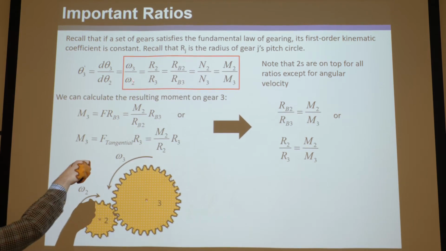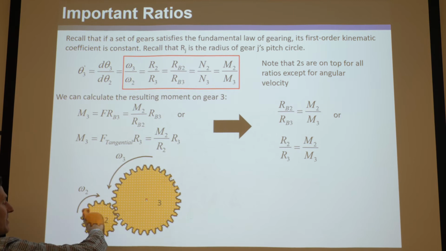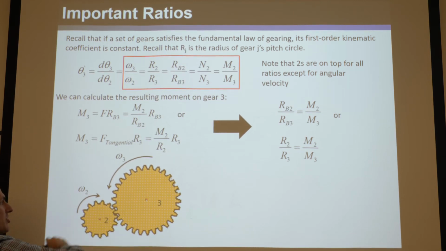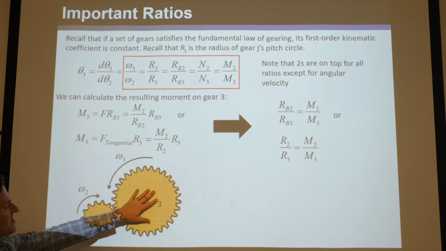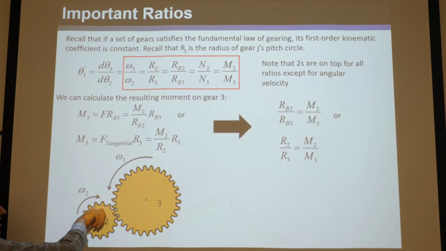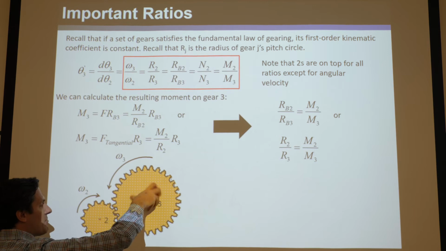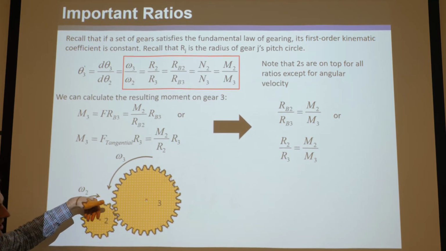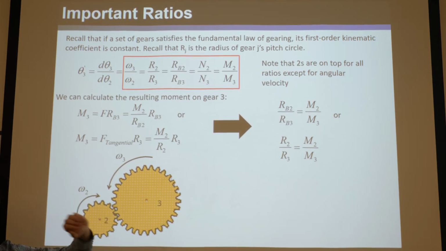But conversely, this one, even though it has a higher speed, has a much lower torque than this one. So if you put a moment or torque on this, you can amplify the moment or torque here. And that just comes from conservation of power. Of course, the one with the higher speed is going to have the lower torque, and the one with the lower speed is going to have the higher torque.